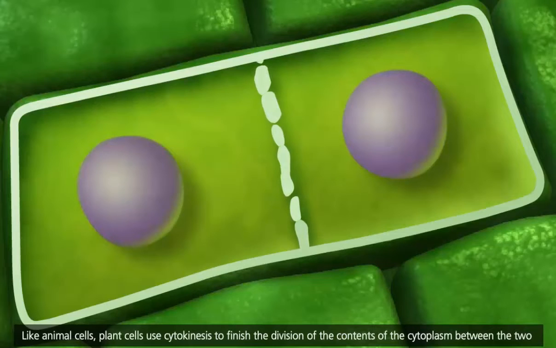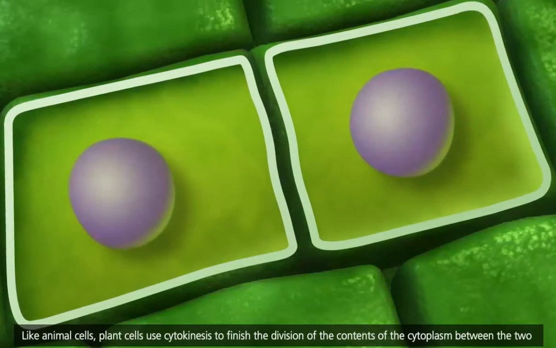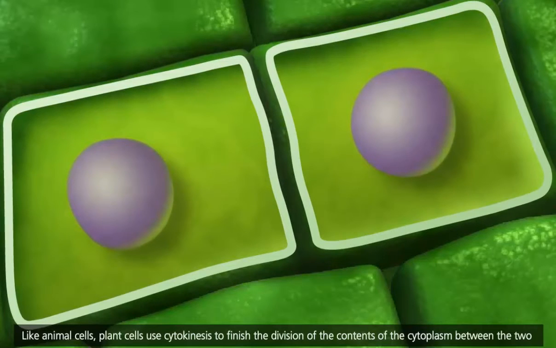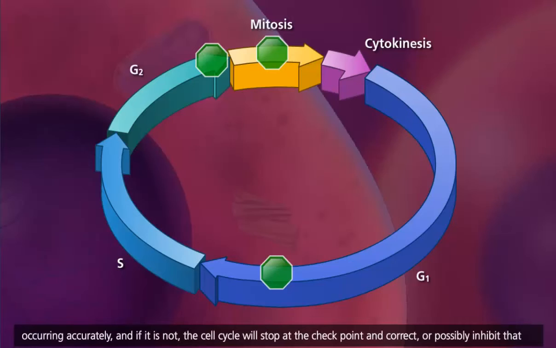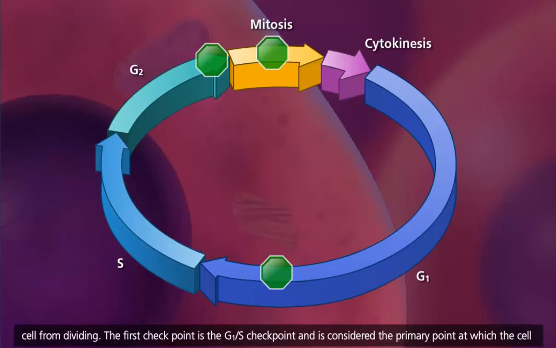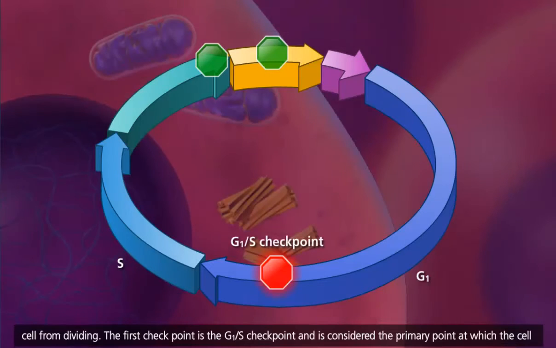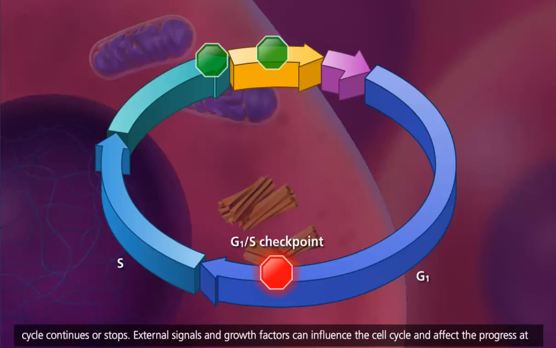Like animal cells, plant cells use cytokinesis to finish the division of the contents of the cytoplasm between the two identical daughter cells. During the cell cycle, certain checkpoints are encountered to make sure the process is occurring accurately. And if it is not, the cell cycle will stop at the checkpoint and correct, or possibly inhibit that cell from dividing. The first checkpoint is the G1/S checkpoint, and is considered the primary point at which the cell cycle continues or stops. External signals and growth factors can influence the cell cycle and affect the progress at or before this critical checkpoint.